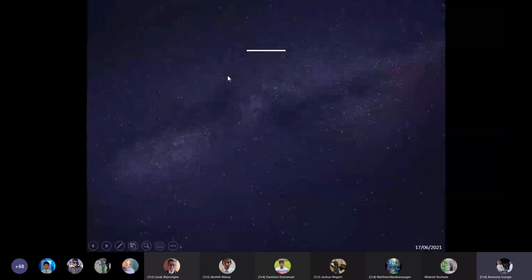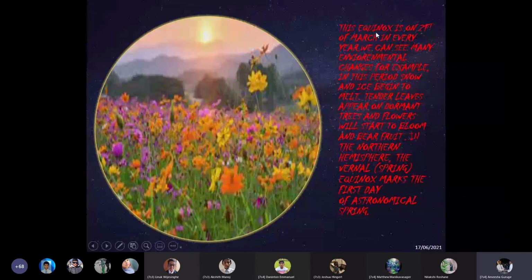So this equinox is on the 21st of March every year. During this period we can see many environmental changes. For example, snow and ice begin to melt. Tender leaves appear on dormant trees, and flowers start to bloom and bear fruit. In the northern hemisphere, the vernal equinox marks the first day of astronomical spring.